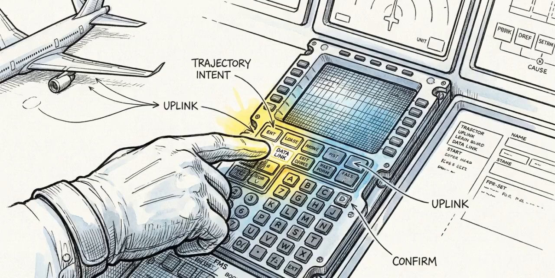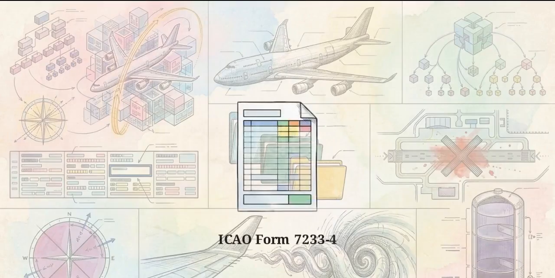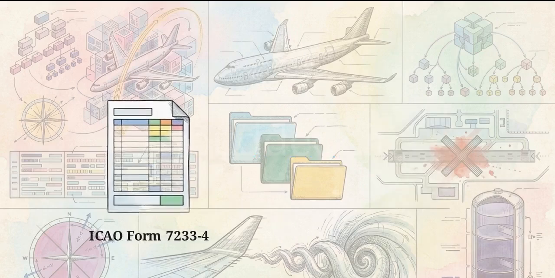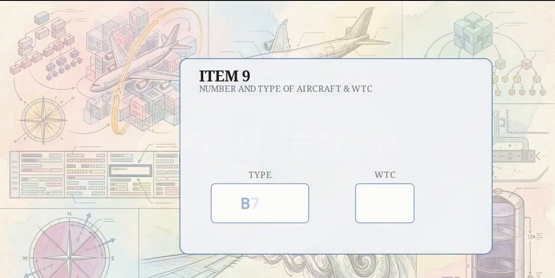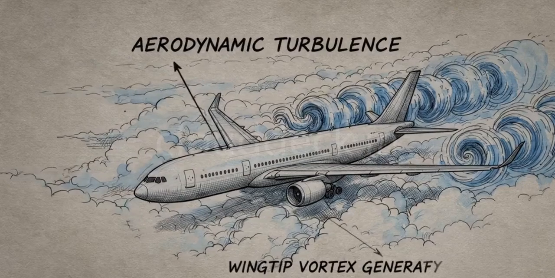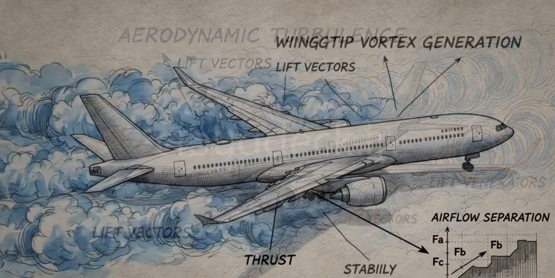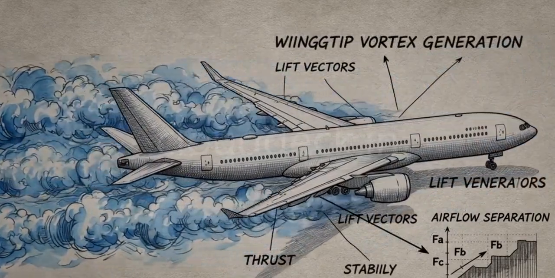Once the physical routing is verified against the tactical charts, that intent must be communicated to Global Air Traffic Service Automation. This is achieved through the ICAO Flight Plan, Form 7233-4. It serves as the standardized alphanumeric interface between the cockpit's planned trajectory and ATC computers. In Item 9, operators are legally required to encode the physical aircraft type and its wake turbulence category. Heavy aircraft generate immense, dangerous wake vortices, and ATC computers need this data to sequence following aircraft safely.